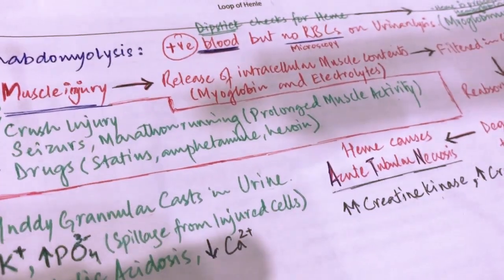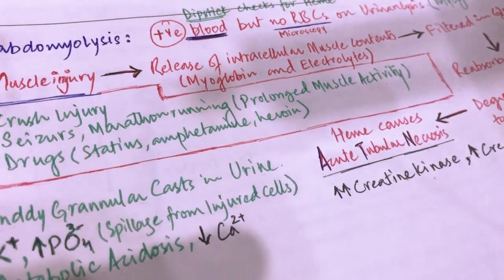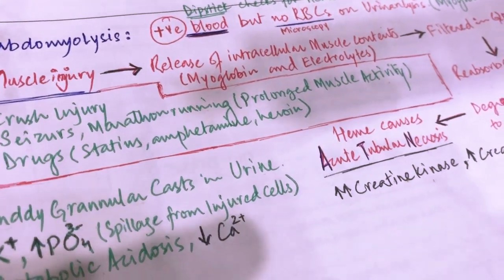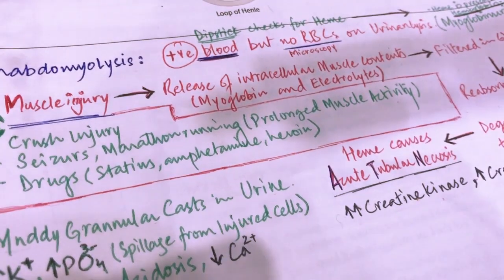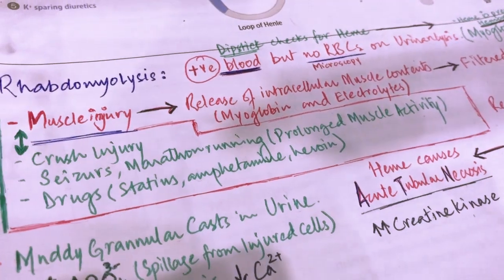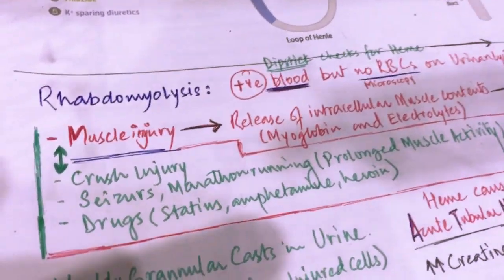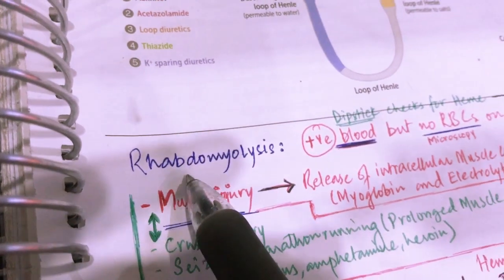Today we are going to talk about topics which are not listed in FA but they're important. As I was doing UWorld questions, I found many questions regarding these topics and I couldn't find them in FA, so I thought I should share these topics with you guys. The first of these topics is rhabdomyolysis.